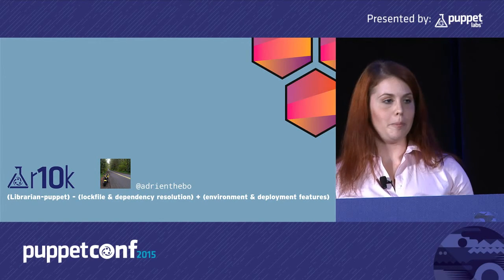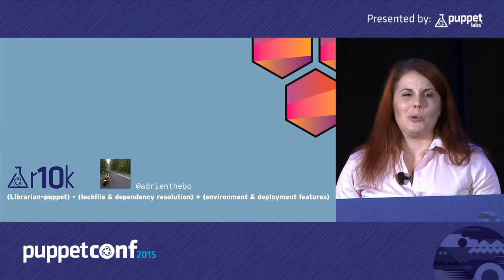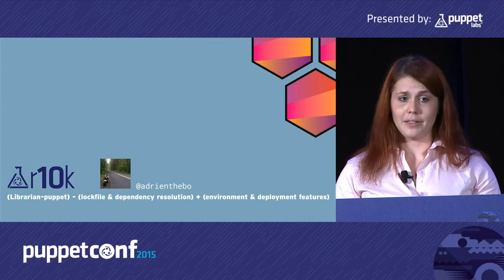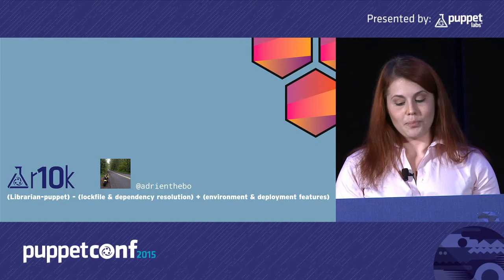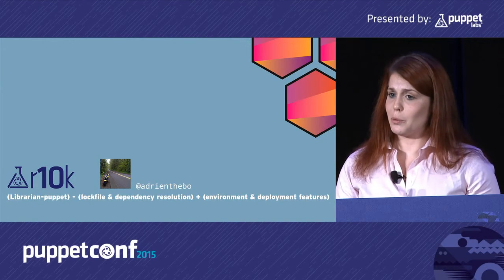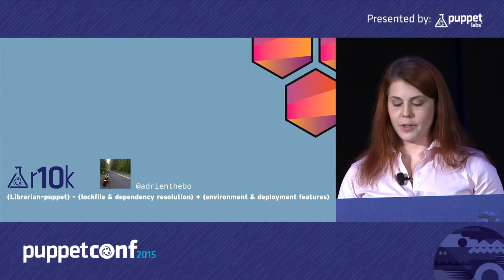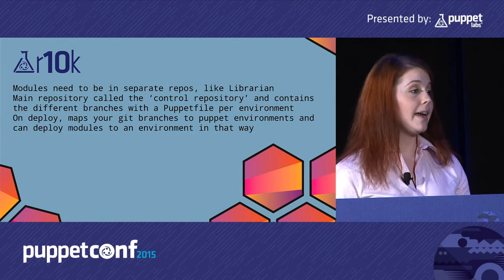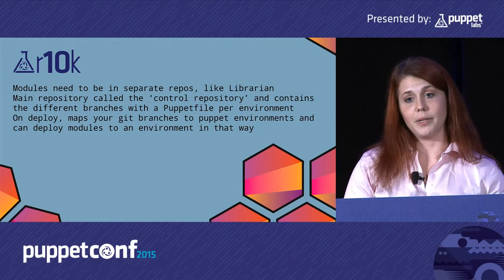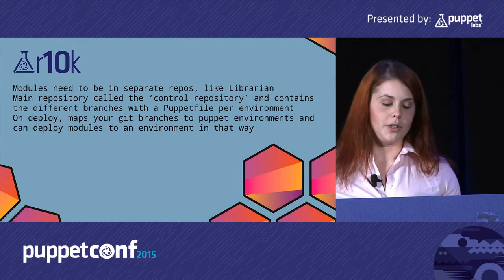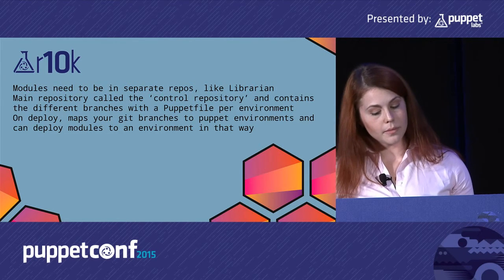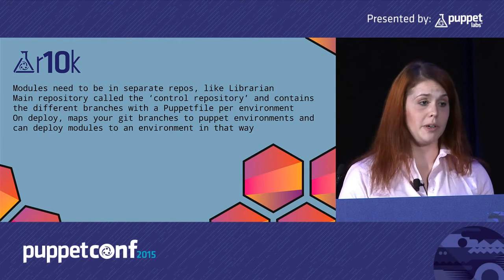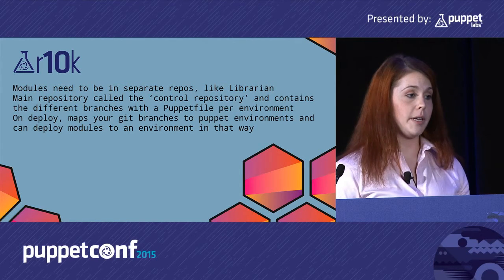So the module management is actually almost more secondary. This is a workflow. It's for Puppet deployment. It's simple to work with, but there's kind of a lot there in comparison. So it's like Librarian in a lot of ways, because it's kind of a successor. Modules need to be in separate repos, and there's a main repository called the control repository. It also reads off a Puppet file, but it doesn't have a Puppet file lock. It doesn't have dependency resolution.